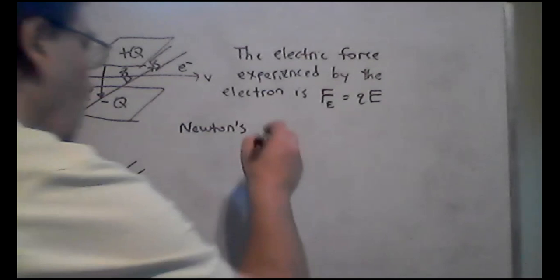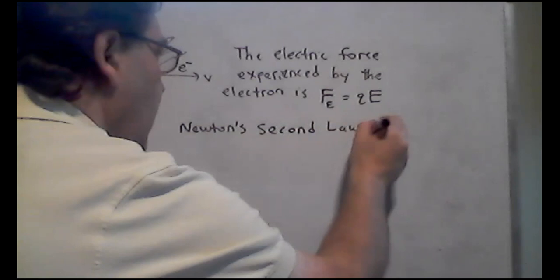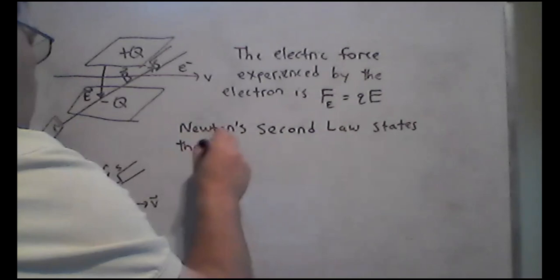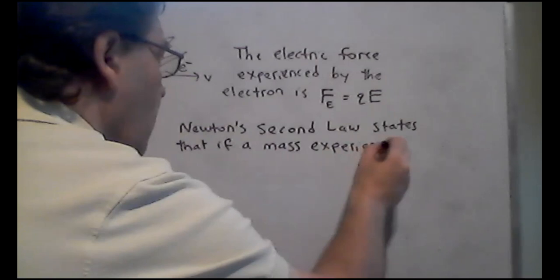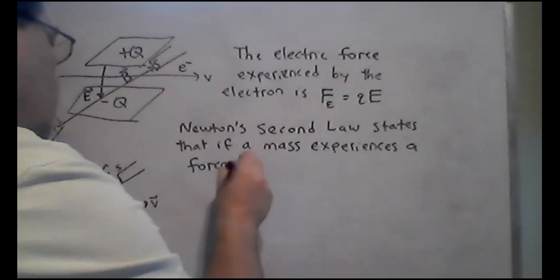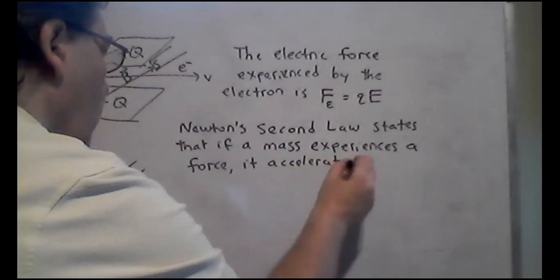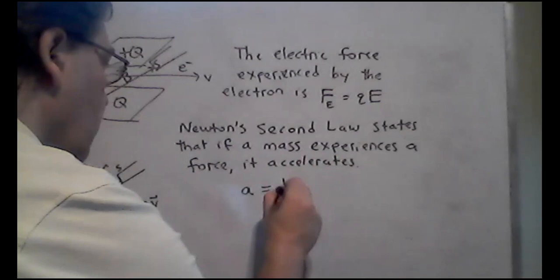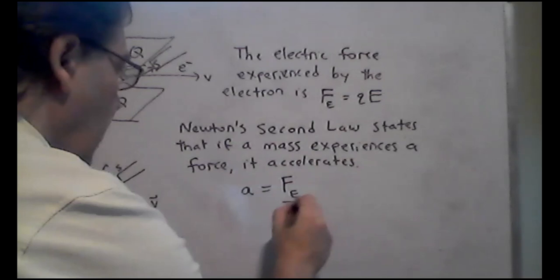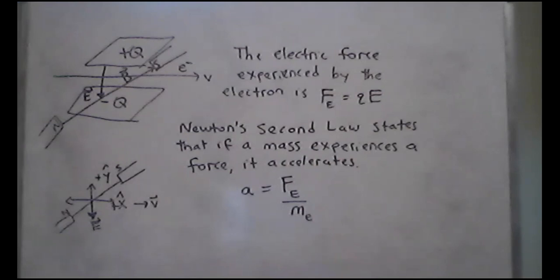So Newton's second law states that if a mass experiences a force, whatever the source of the force, it accelerates. We don't know the mass of the electron at this point, but if it has a mass, Newton's second law would tell us I have an acceleration, and it would equal this force, in this case electric force, divided by the mass of the electron. Okay, so whatever this mass happens to be, I know that that would be true.